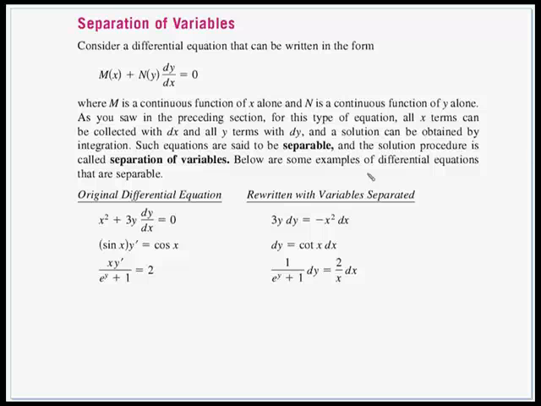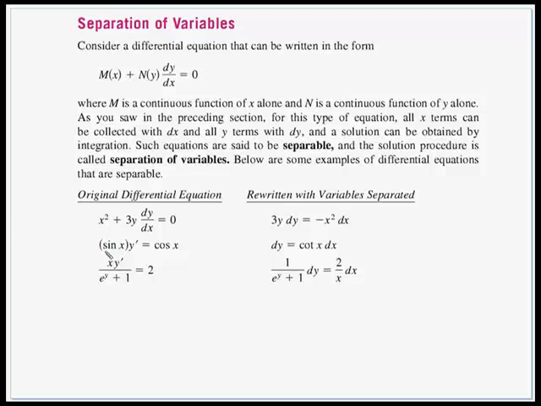Below we have some examples of differential equations that are separable. If we look at this first one, the first thing we should do is subtract this x squared from both sides. So now it's on the other side as a negative x squared. Then we want to multiply through both sides by this dx. That takes it out of this denominator, so we just have 3y dy. And now we have a dx to go with our negative x squared. From this point we would anti-derive both sides.